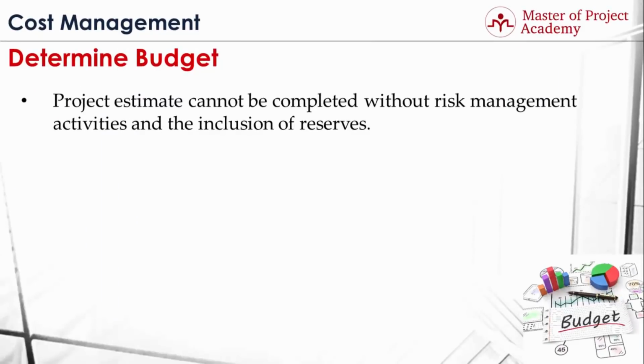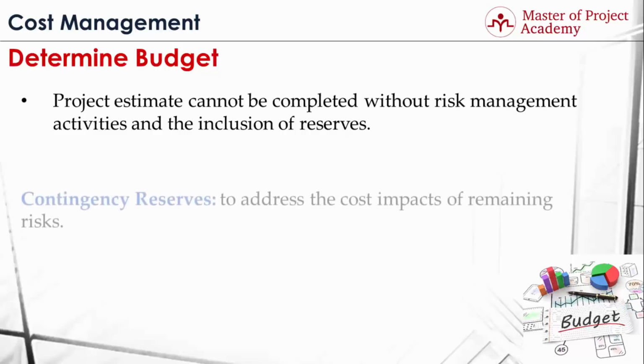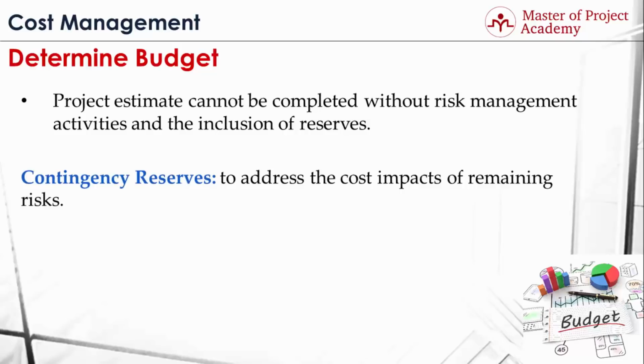Project estimate cannot be completed without risk management activities and inclusion of reserves, because when providing a cost estimate of an activity, risks associated with the activity are considered, and money that will be spent to overcome the impacts of risk when it occurs is planned in the project budget respectively. These costs planned to overcome the risks are called reserves. There are two types of reserves. The first one is contingency reserves. Contingency reserves are used to address the cost impacts of remaining risks.